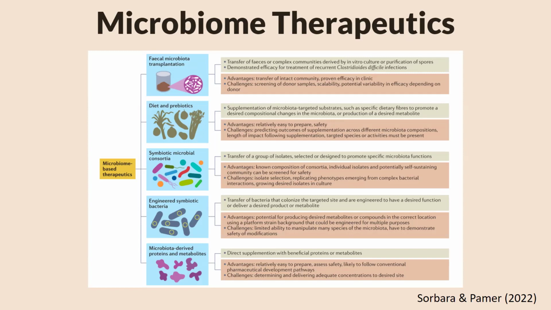But you have these replicating phenotypes that can emerge from the complex interactions. So I guess growing desired isolates in culture would be best before you go about that. I think that's what that's trying to say. You can have engineered symbiotic bacteria. So the transfer of bacteria that colonize a targeted site and are engineered specifically to have a desired function.